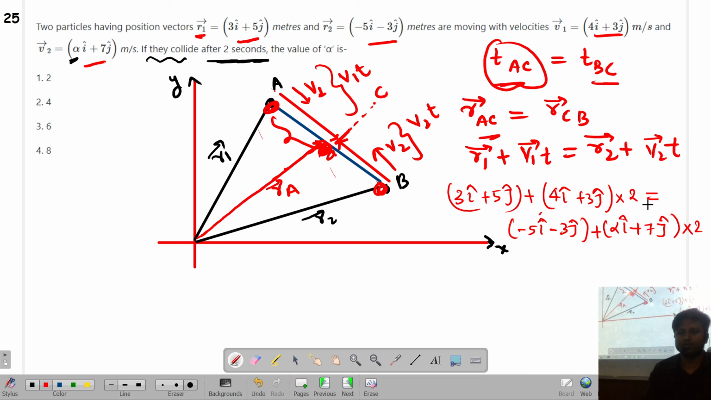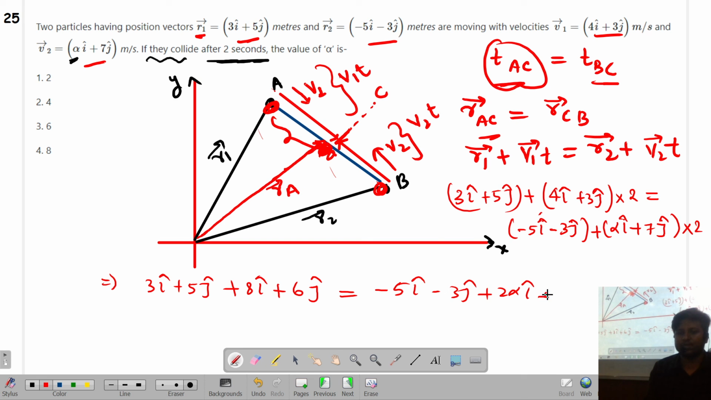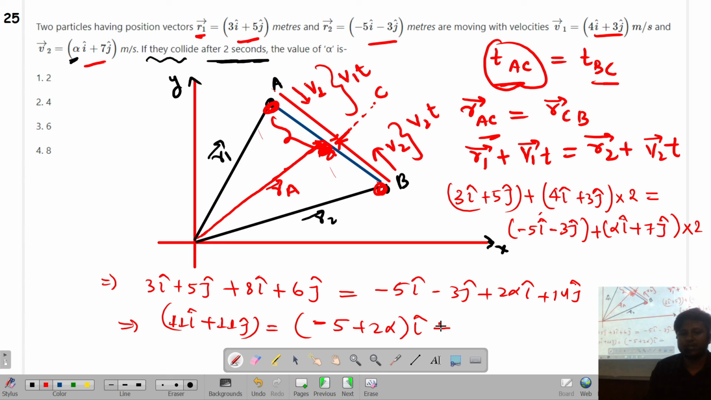So create the equation. 4 into 2 is 8. So this is what? 3i cap plus 5j cap plus 8i cap plus 3 into 2, 6j cap. That is equal to what? Minus 5i cap minus 3j cap plus twice alpha i cap plus 7 into 2, 14j cap. Yes or no? What do I get as the equation? 3 plus 8 is how much? 11i cap. 6 plus 5 is how much? 11j cap. That is equal to how much? Minus 5 plus 2 alpha i cap plus, now look over here, 14 minus 3 is how much? 11j cap or not? Tell me yes or no.